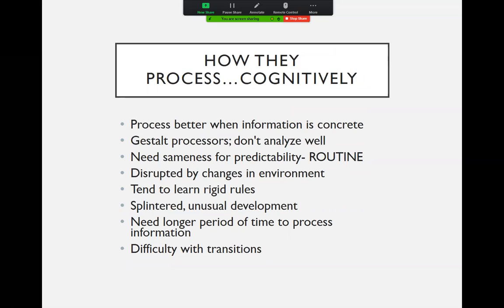Whenever everybody went home all of a sudden in March for COVID last year, we heard from many families that the routine changed, the environment where their child was doing educational work changed, and that was very, very difficult for many individuals. They tend to learn very rigid rules. Like if you say, this is how we're going to do it, this is how we're going to do it forever, unless you teach a new rule.